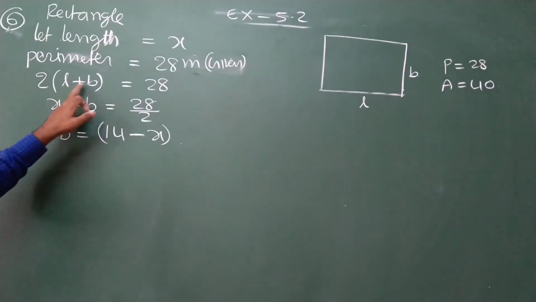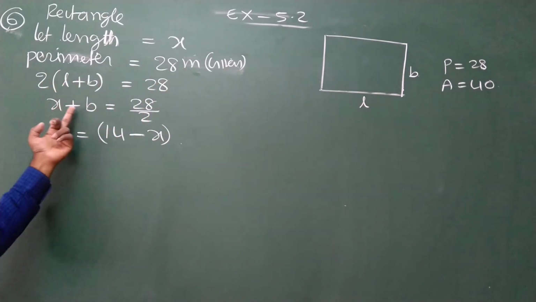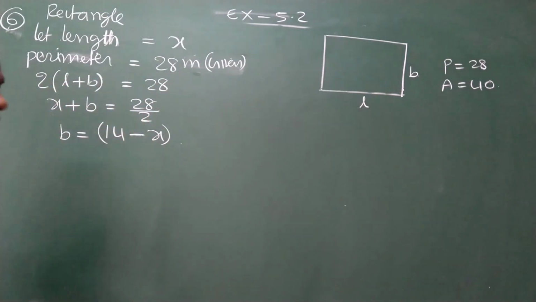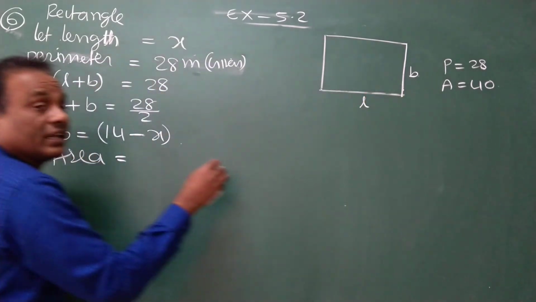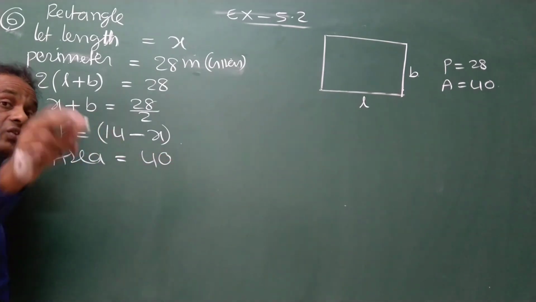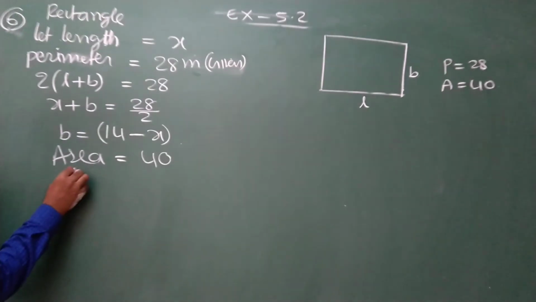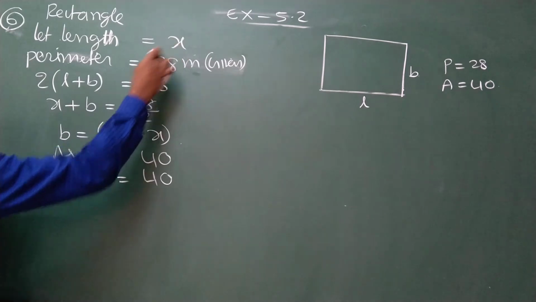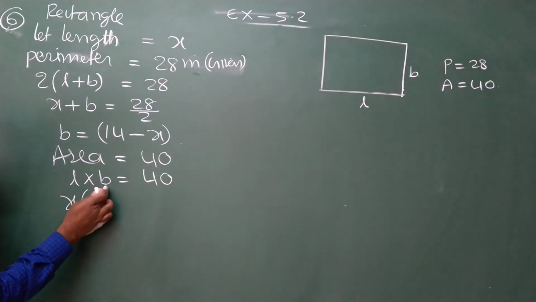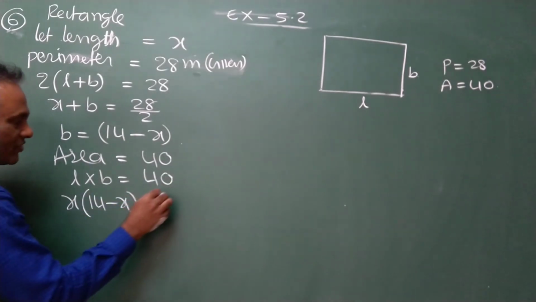How? Perimeter is given, 2 into L plus B is equal to 28. L is x. 2 that side, 28 by 2 is 14, plus x that side, minus x. So what is the other value given? Area is equal to 40. See the question, students. Area is given as 40. What is the area of rectangle formula? Length into breadth. What is length? x. What is breadth? 14 minus x, equals 40.